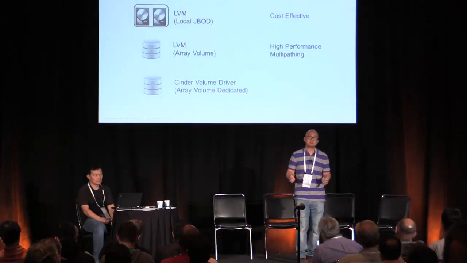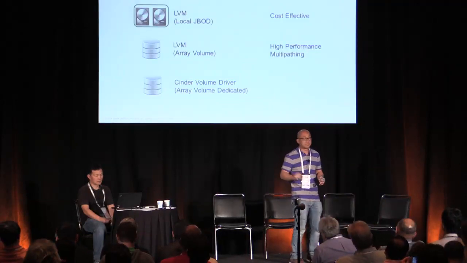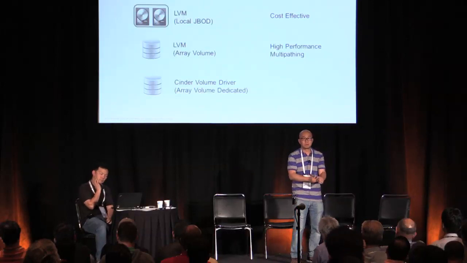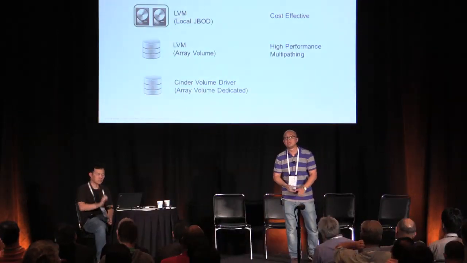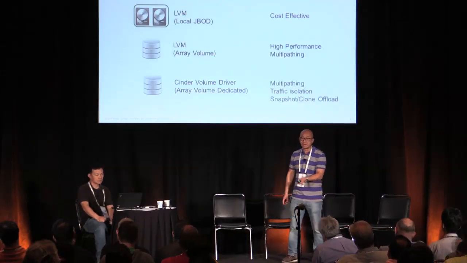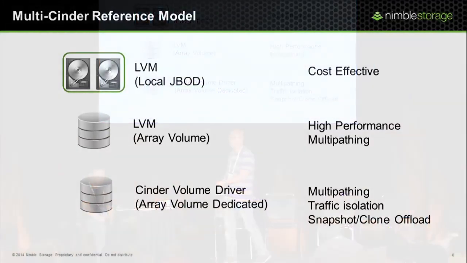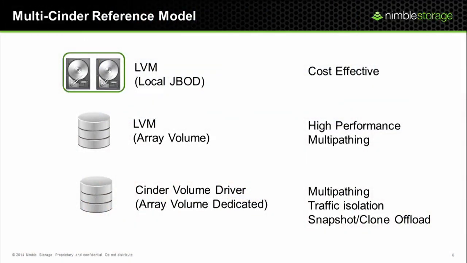If you want to provide more value add to the cloud users, then you could certainly advertise this as, oh, in addition to more capacity, faster performance, you get multipathing for your instances if you use this tier. And last but not least, the highest tier offering, you have multipathing at the instance level. You have traffic isolation, like I mentioned, based on what subnet or what VLAN is orchestrated by each and every instance. And last but not least, with this, you can have snapshot and clone offload through Glance.